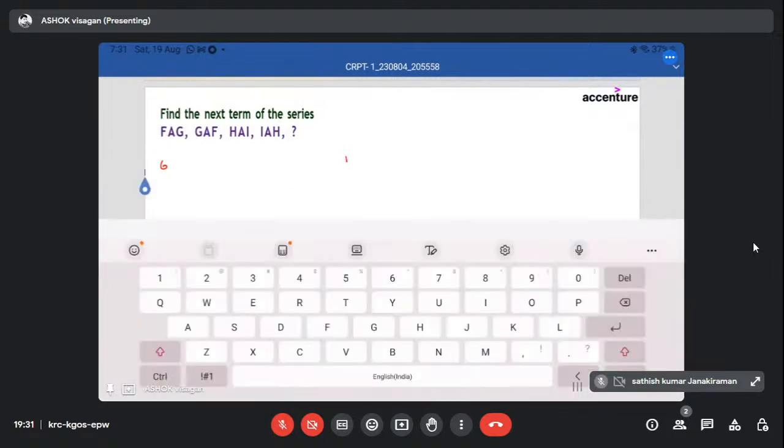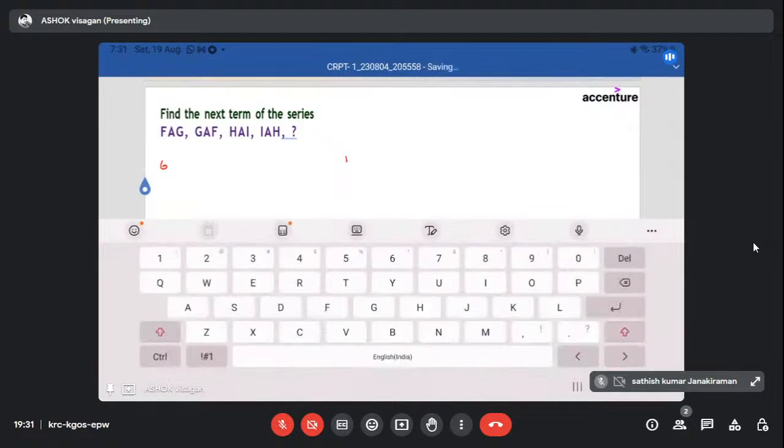Okay. When you look at this one, easily you can say F, first three letters: F, A, G. Next one is G, A, F. After that, H, A, I. Last one is I, A, H. So immediately the next one should have the middle letter A.